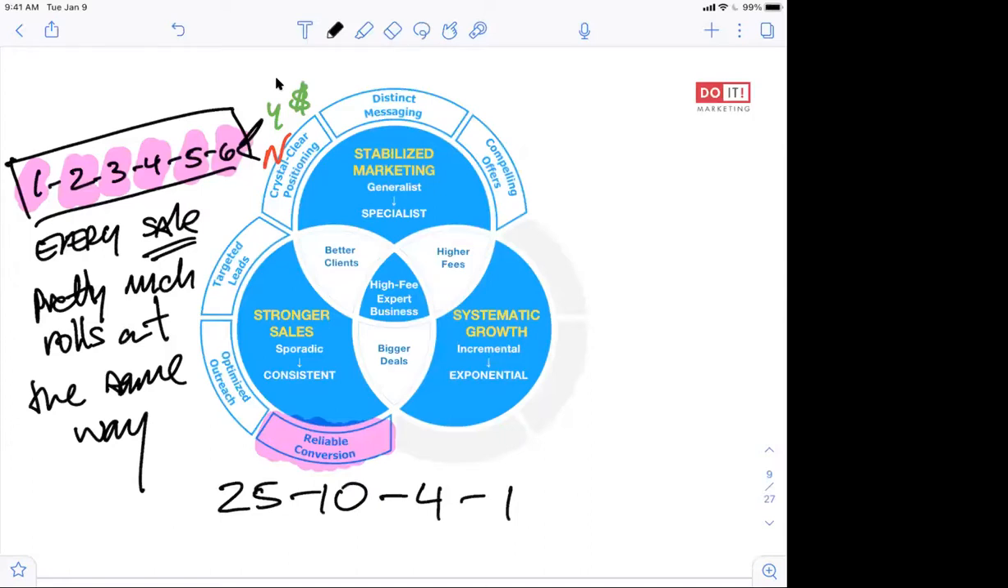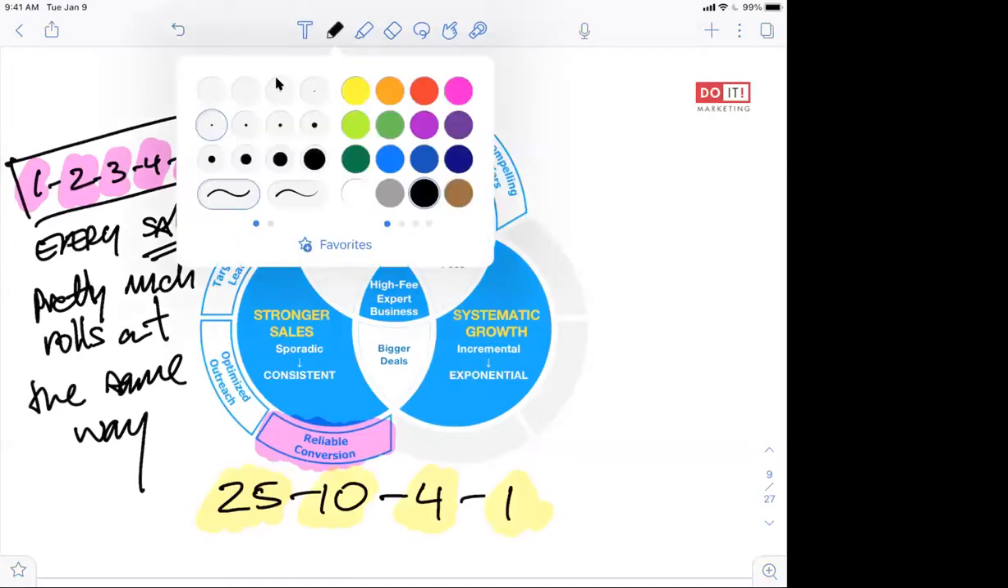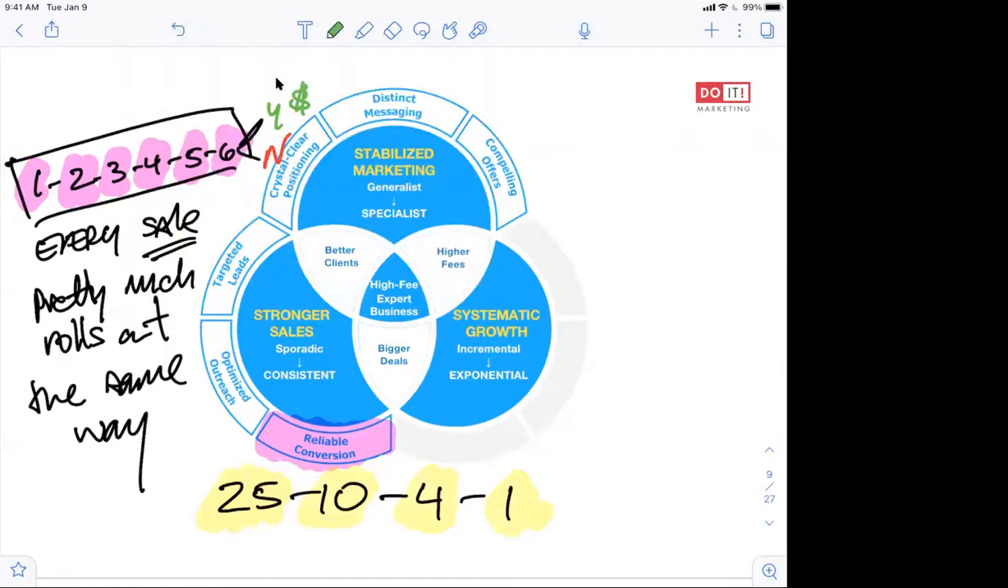What does that mean? That means that 25 contacts, 25 outreaches lead to 10 conversations. 10 conversations leads to 4 serious opportunities of some kind to sell something. And out of those 4, you are going to get 1 sale. That's what I mean by 25%. This is what I mean here. This is 25%. Now, if you're better at this, let's say you're 50%, right?